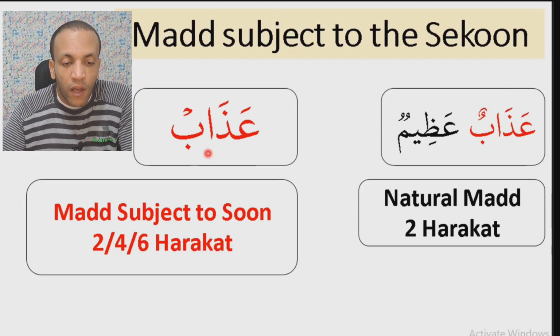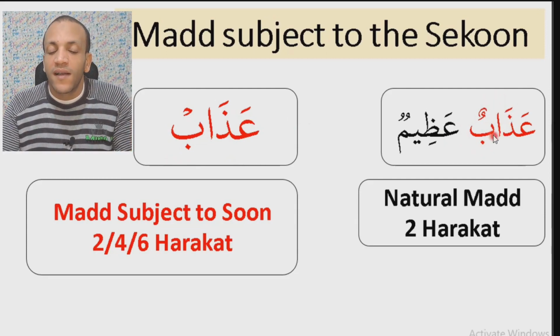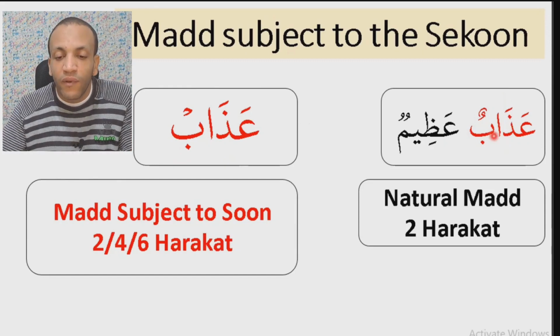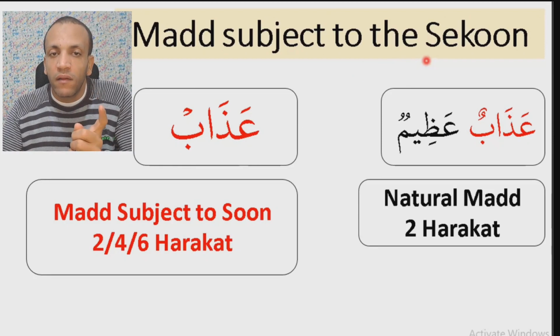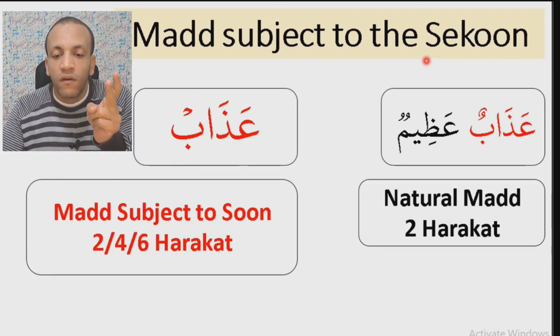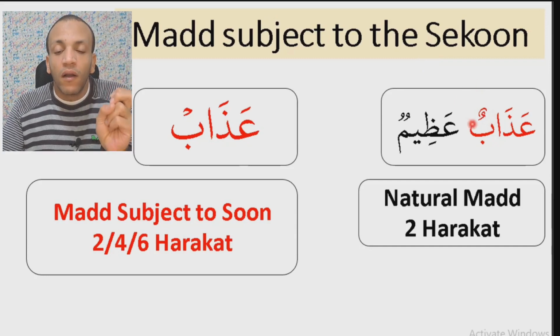Remember, this can be applied only when you stop after words like this. And this can be applied only when the penultimate letter is a letter of Madd. So if you find in a word these cases, but the letter of Madd is not the penultimate letter, you should apply the other sections of Madd which you learned before. Madd subject to Sekun can be applied only when the penultimate letter is a letter of Madd, and when the following letter has a vowel, and only in case you stop recitation on this word.